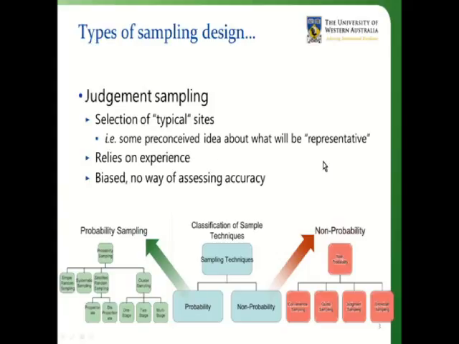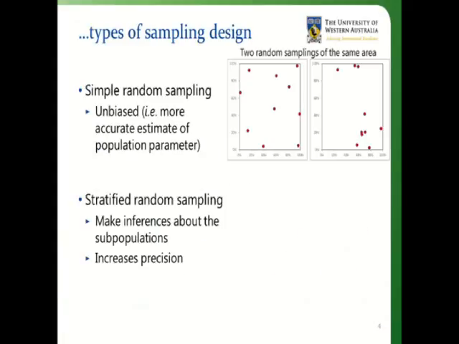Now, that's not to say that having a conceptual model or some ideas about where to sample is wrong, but if we use that to take only a few samples to represent a whole area, it doesn't actually work very well. So we tend to use other types of sampling which are less biased. Random sampling is not biased.